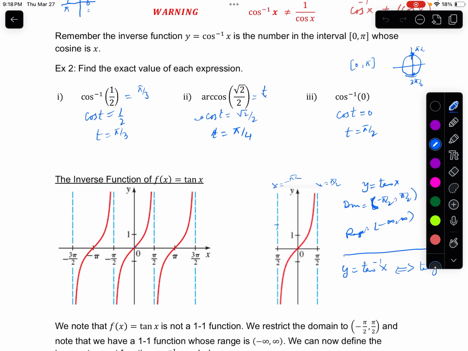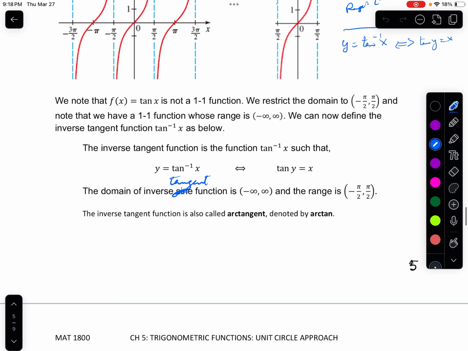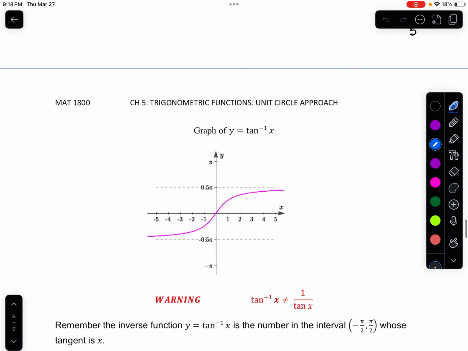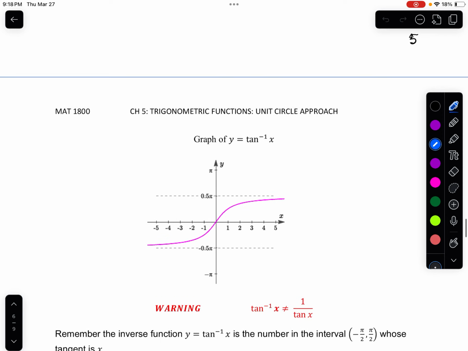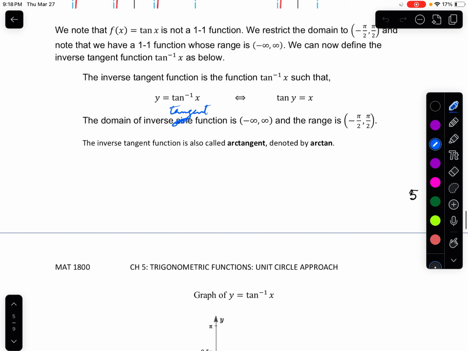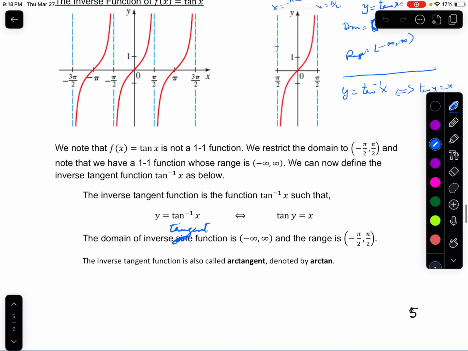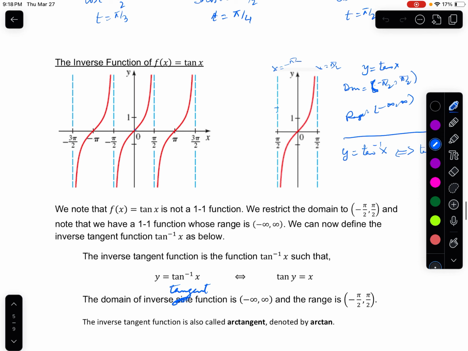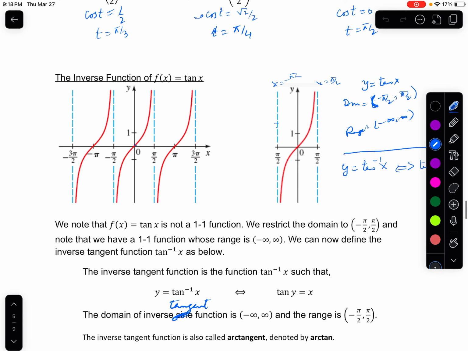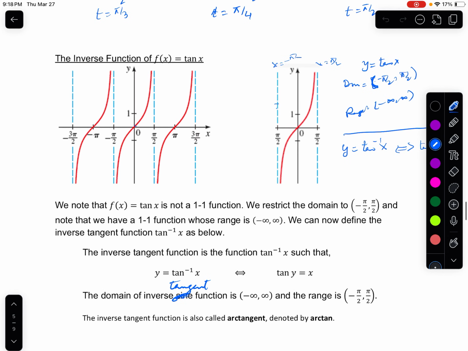To construct the inverse tangent function, we say that y is equal to tangent inverse x if and only if tangent of y is equal to x, exactly the same way as we defined the sine inverse and cosine inverse functions. Now this is the graph of y equals tangent inverse x, and you should keep this graph in mind because it will come in handy in later problems, especially in calculus 1.